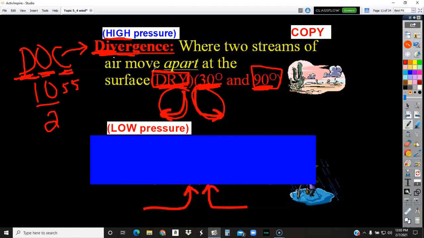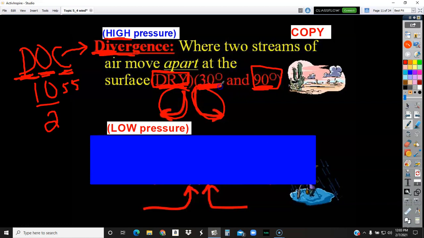If this hasn't stuck yet, I'll go over it again. Clouds only form when the air does what? Rises and expands. Sinking air, you do not form clouds in sinking air. Well, cold air is always sinking, and that's why it's a drying process. And so dry zones are going to be where the air sinks. That's going to be your 90s and your 30s.